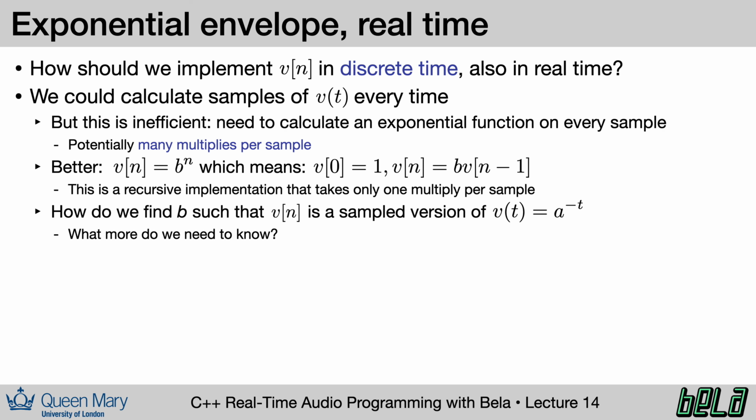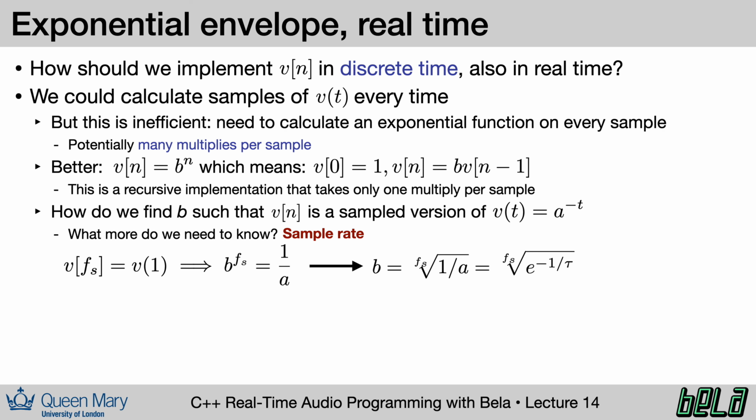some value b. B is going to be a number between 0 and 1, which causes the envelope to decay slowly over time. What we needed to do was to find the value of b such that v of n was a sampled version of the continuous time signal v of t is equal to a to the power of minus t. To do this, we needed one more thing, and that was the sample rate. Given this information, we could grind some algebra and come up with the following expression.